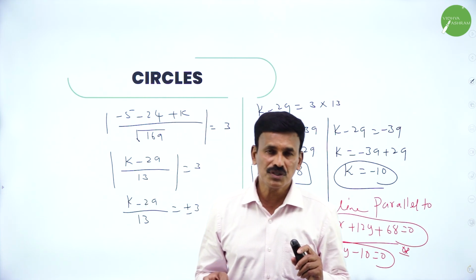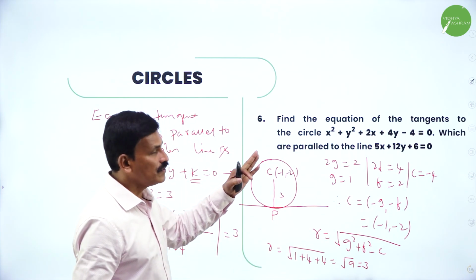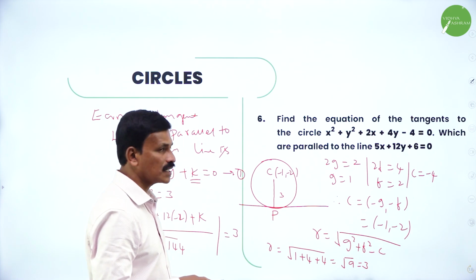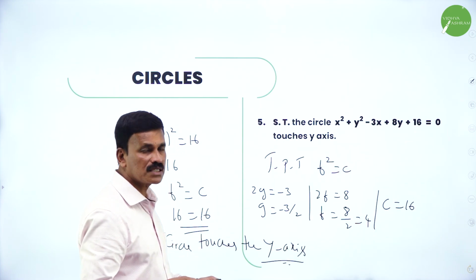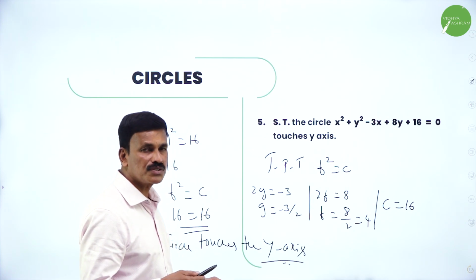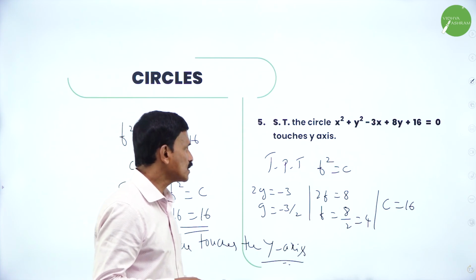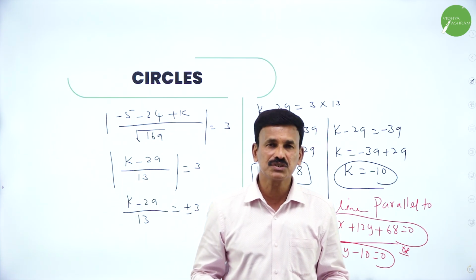So, this is how we are going to solve whenever a problem like the line which is parallel to the given circle, or even whenever the circle touches the y-axis or x-axis. What is the condition we are going to verify is f square is equal to c or g square is equal to c, right. So, these are a few problems based on a tangent to the circle.